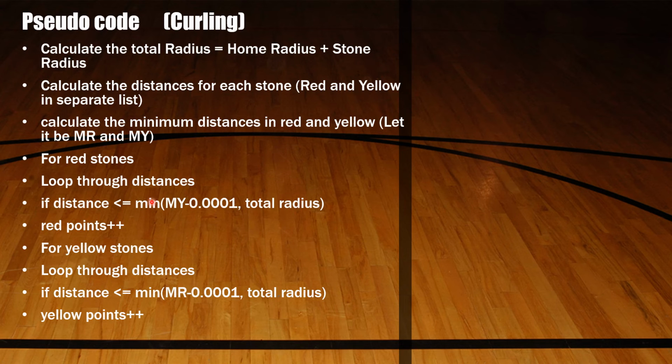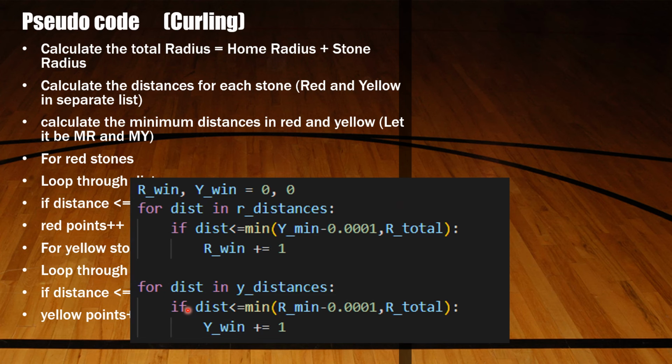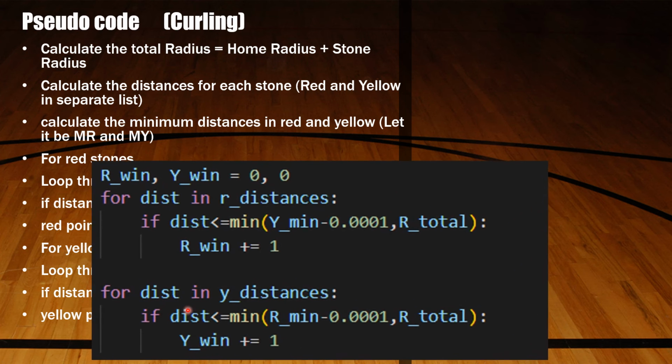But remember one thing: if a stone is very close to the center, and before that there are no other yellow stones, then obviously this condition will never be satisfied. So in your output, you may have observed that only either red or yellow will have points. Both cannot have points. So this is the code for that.